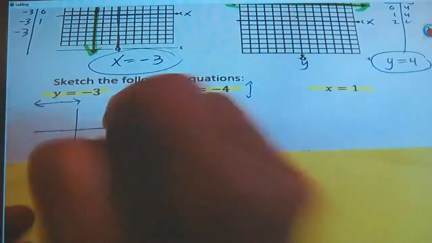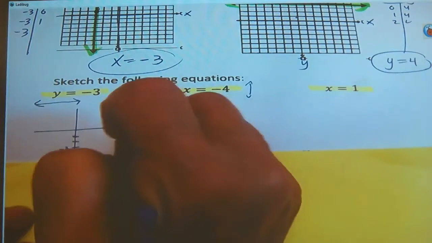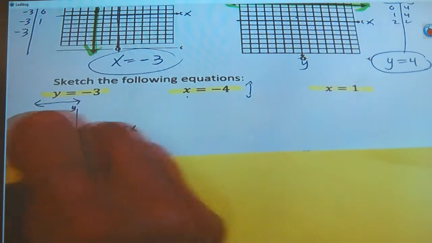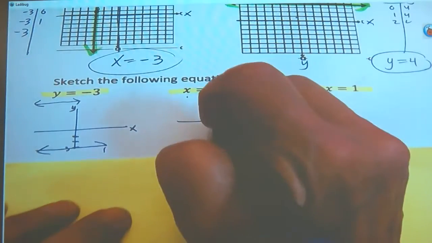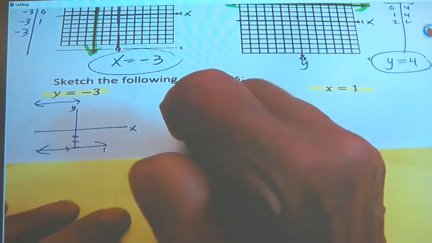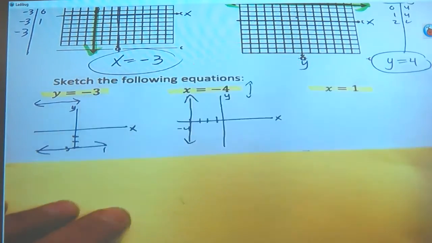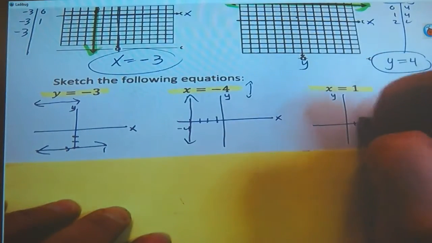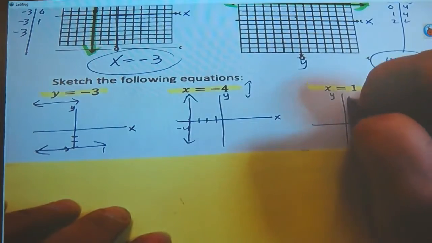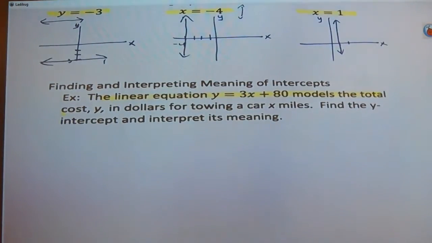Okay, so we can just sketch these. Y equals -3, here's -3, here's x, here's y, and that's my line. X equals -4, that's the one that goes up and down. Here's -4, here's my x, y, and there's my line. And x equals +1, that's just right here at 1, 0. There you go. Okay, let's do a little application.